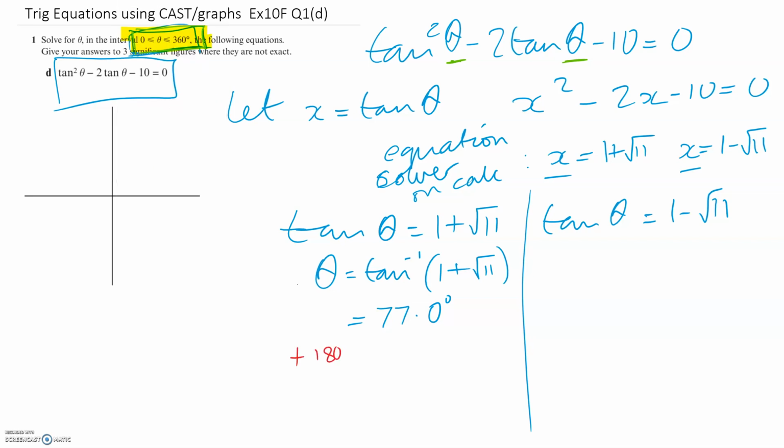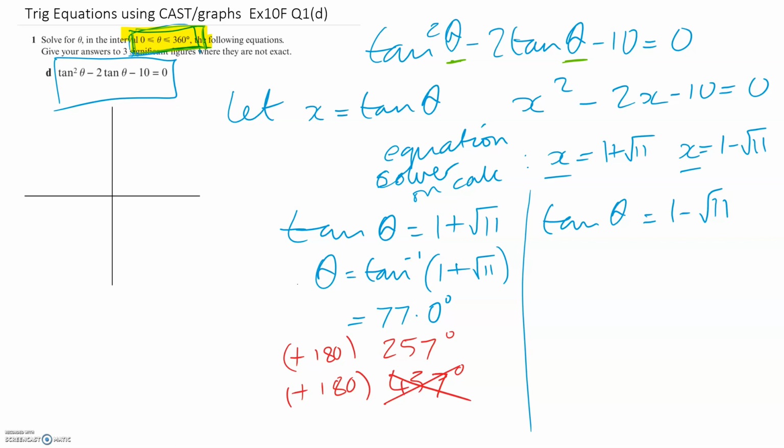So plus 180 is going to give us, what would that be? That'd be 257. We want three significant figures, by the way, so 257 will do. We don't need to write 0.0. If we add another 180, we're going to get 437. Whoops, but obviously that's not in our range, so we can forget about that. So tan is easy. You just keep adding and subtracting 180s as much as you like, until you go outside the range.